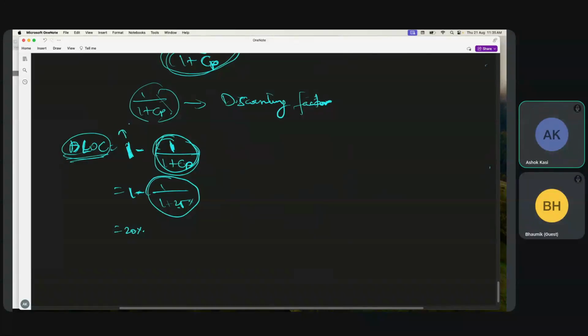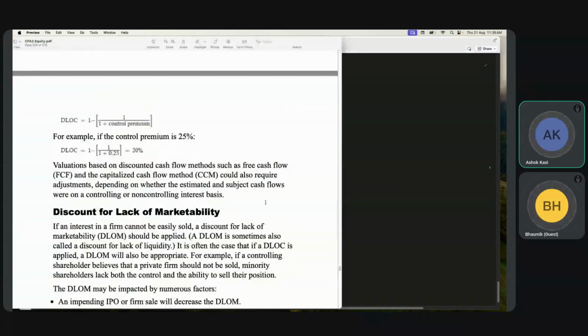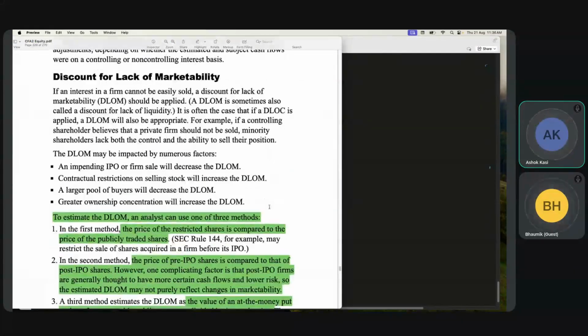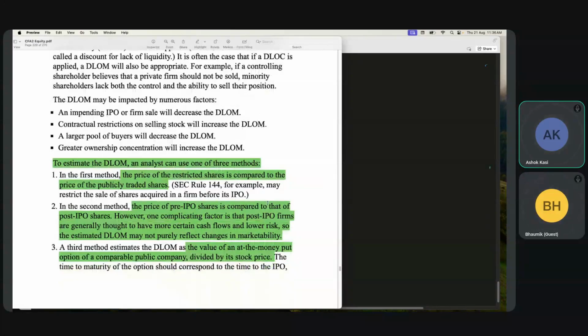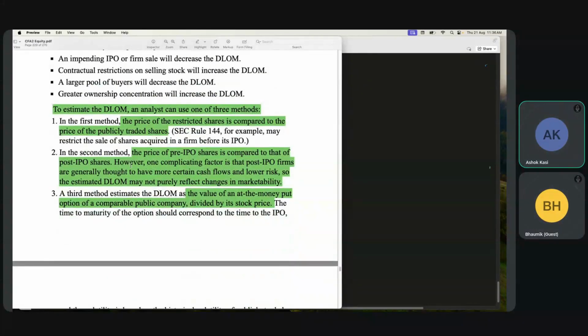So I can say this is for controlling and this is for minority. Okay, this is a discount. So you will get a total discount. So if he is paying 1 rupee, I have to pay 0.8. Okay. Similarly, there is a discount for lack of marketability as well. There are 3 ways to find out the discount for marketability. Just go through this once and then explain it.